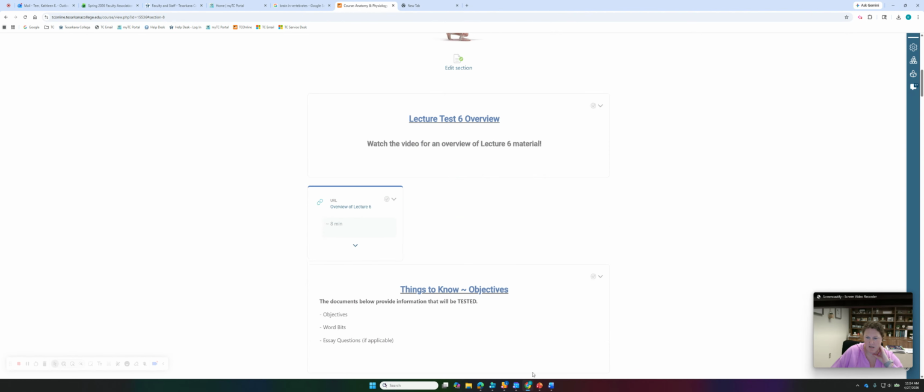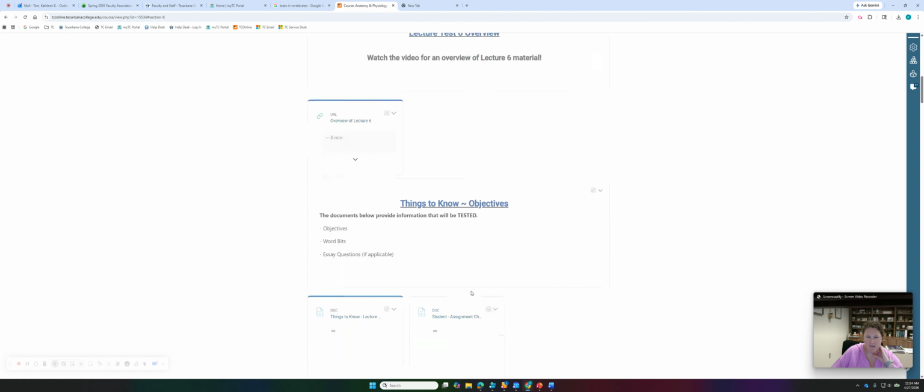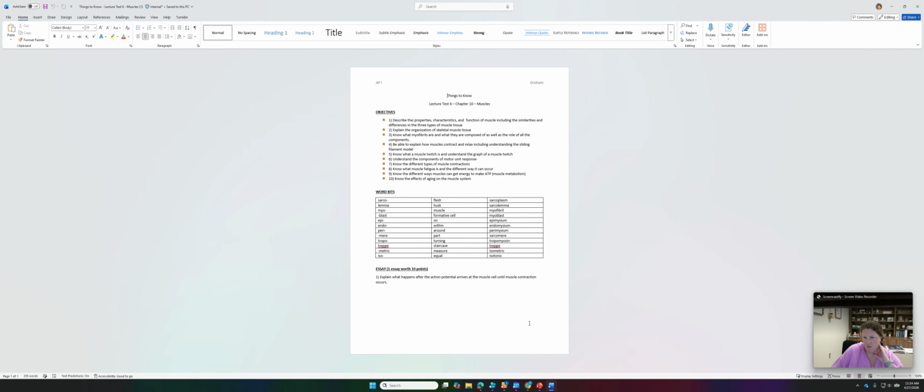As always, I want to take a minute and go over your things to know, because this is essentially your guideline for what you need to know for the test. And so we've got 10 objectives total that we need to know. Muscles Part 1 is going to cover objectives 1 through 4. I will admit it's pretty technical. It's going to have lots of new vocabulary words.